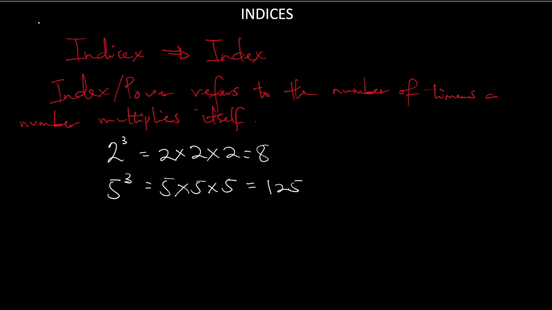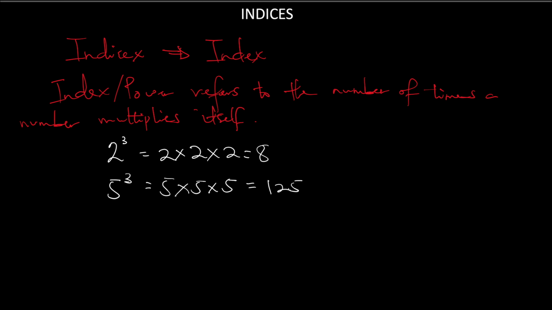Now there are 2 parts to indices. So we know that 2 raised to the power 3 is an example of indices or an index, and then 5 raised to the power 3 is another index. All right, so 2 raised to the power 3 is not entirely an index. It is just the 3 that is the index. So the index tells us the number of times 2 is multiplying itself.